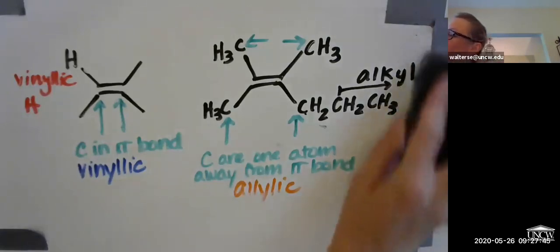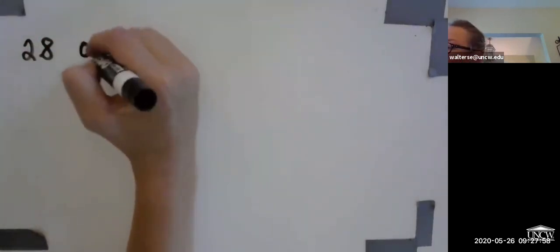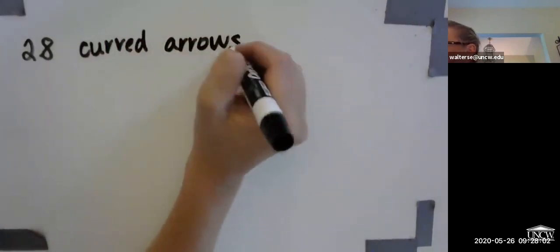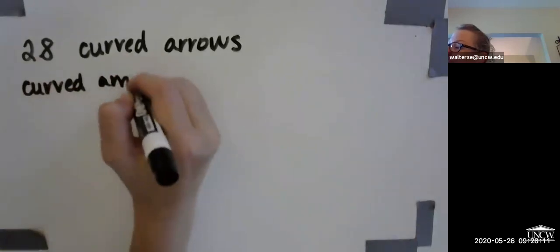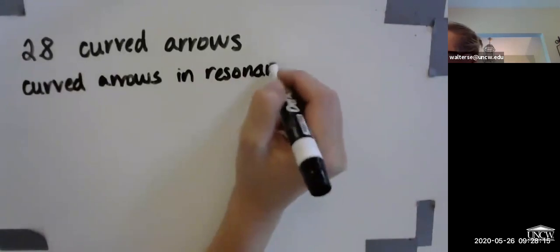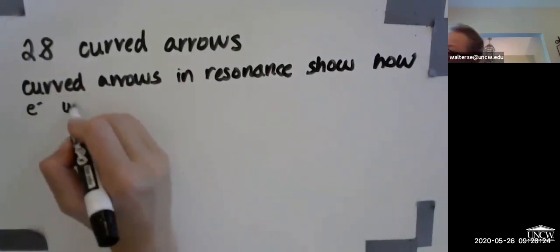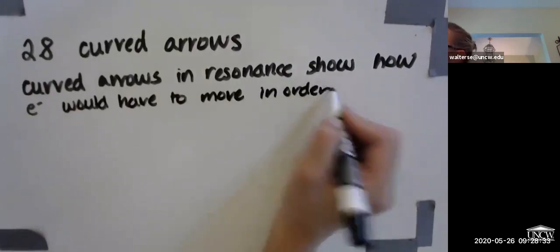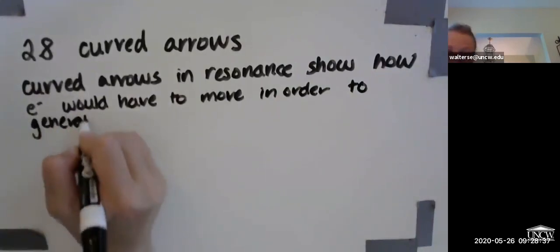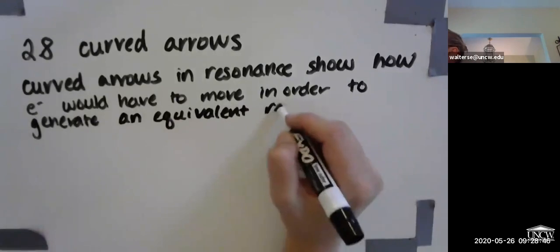Okay, so when we draw resonance structures, this is section 2.8, which is called curved arrows. So curved arrows in resonance show how electrons would have to move in order to generate an equivalent or a representative resonance structure.